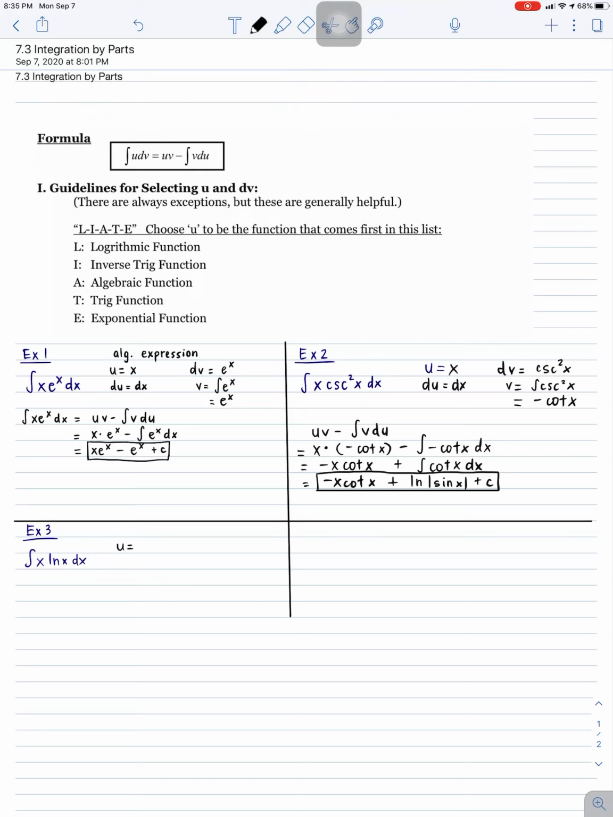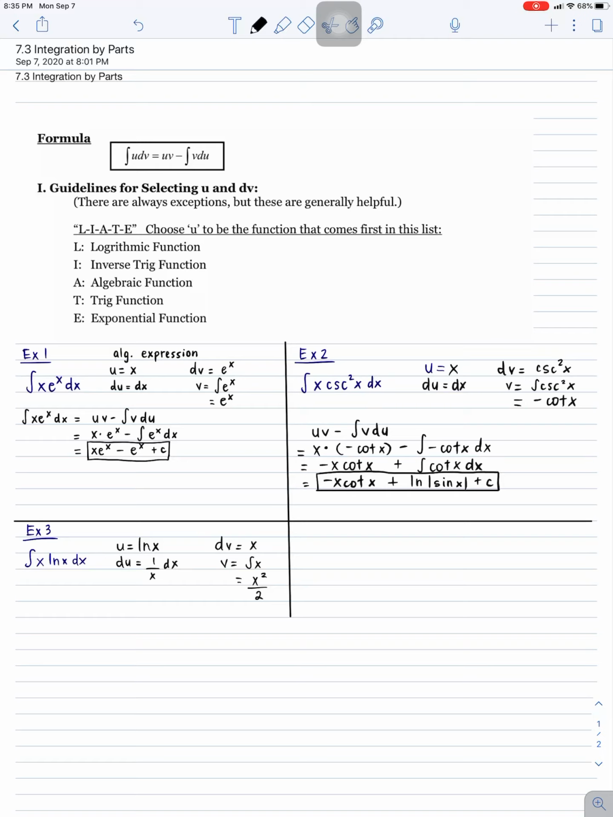So you're going to say u is equal to, so now this time we have a logarithmic function, so therefore u is going to be equal to ln of x. And then du is going to be the derivative of ln of x, which is 1 over x dx. And then dv is equal to x dx. And then v, you have to integrate x, so this is equal to x squared over 2.